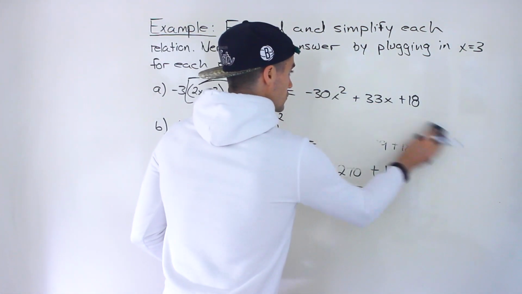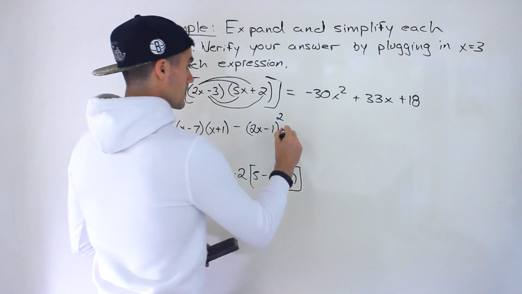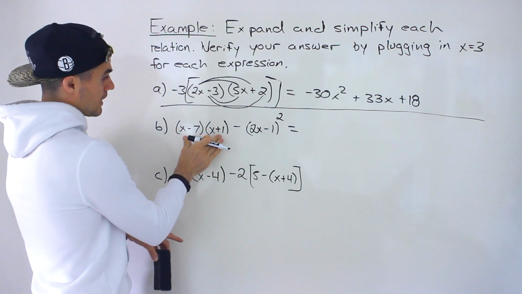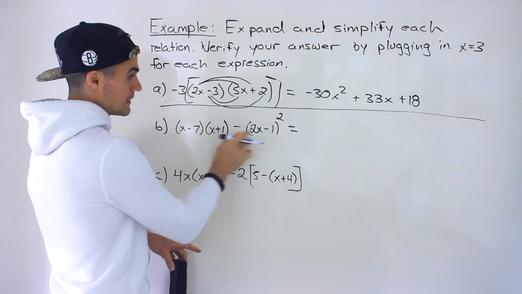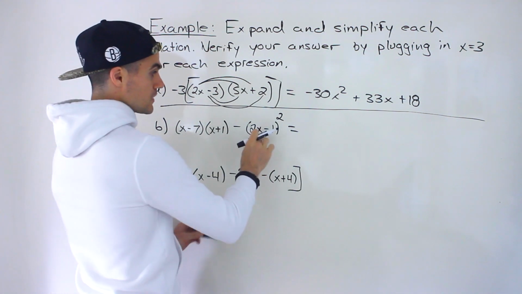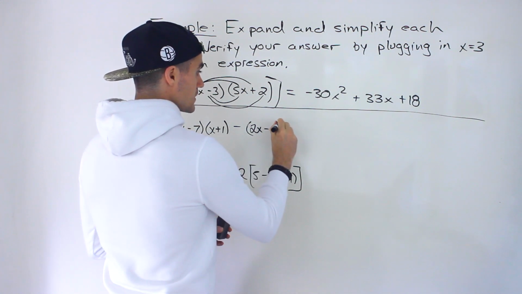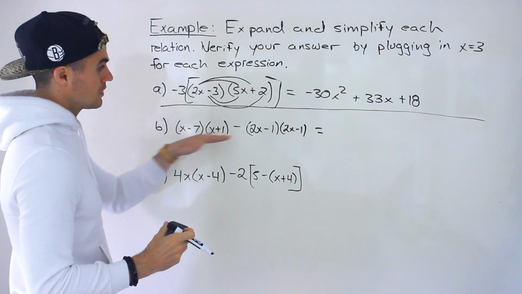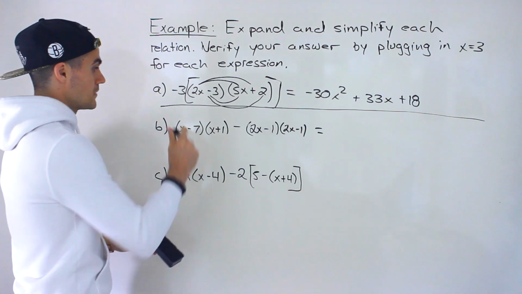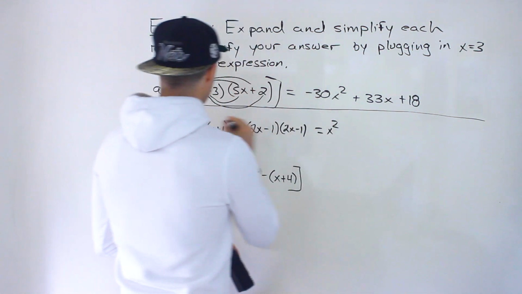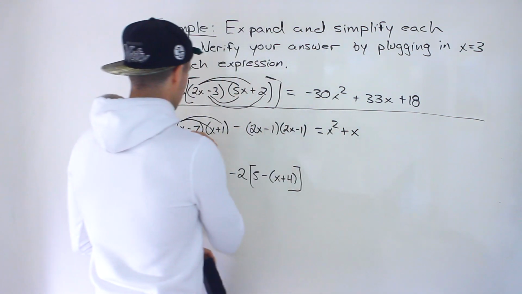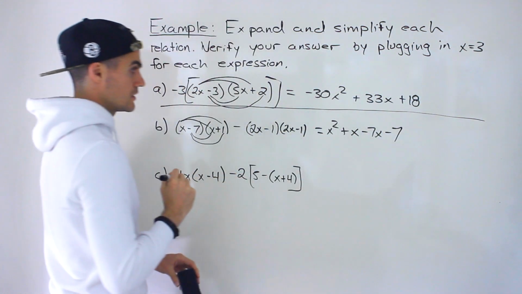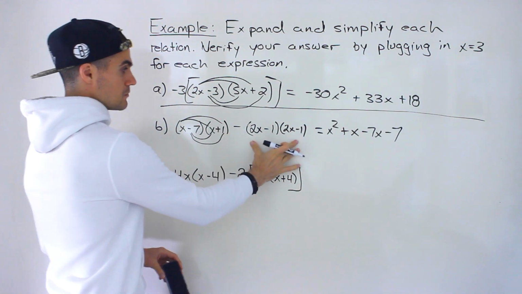So moving on to part B, same thing here. This one, I think the expansion is going to be a little bit more intense, but it's still going to be okay. So notice here we've got x minus 7 times x plus 1 minus 2x minus 1 to the power 2. Now this 2x minus 1 to the power 2, we could also rewrite as 2x minus 1 times 2x minus 1, like that. So notice we have multiplication here, and then we have a subtraction in the middle. So we'll have x times x, which is x squared, x times 1, which is x, negative 7 times x is minus 7x, negative 7 times 1 gives us minus 7, like that. And then we'll have minus a multiplication of these.